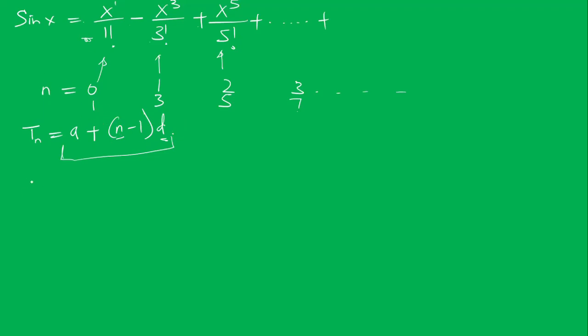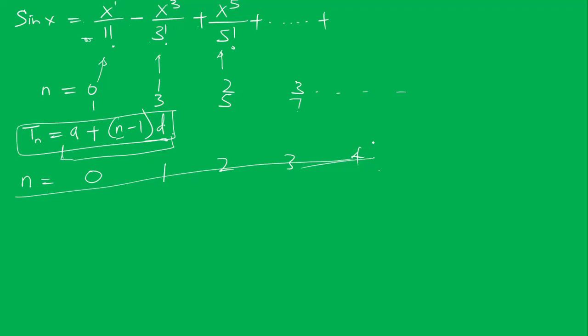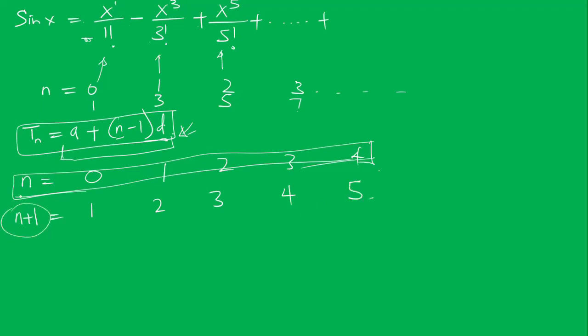Now, but when you check, what we are using the first one to be n equal to 0, 1, 2, 3, 4. So for this kind of numbering to fit into this kind of numbering, the numbering system here should be n plus 1. So if you say n plus 1, that means here will be 1, 2, 3, 4, 5. Meaning that what we're going to impute into this formula is n plus 1.